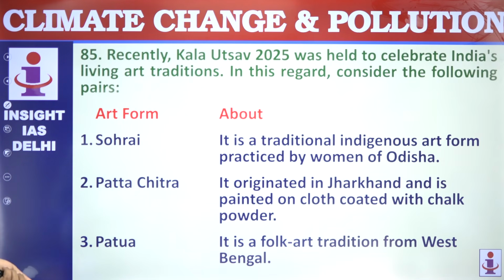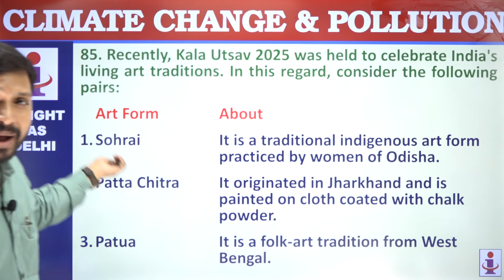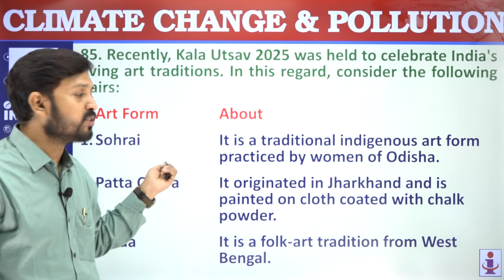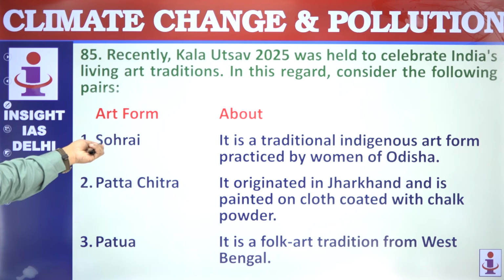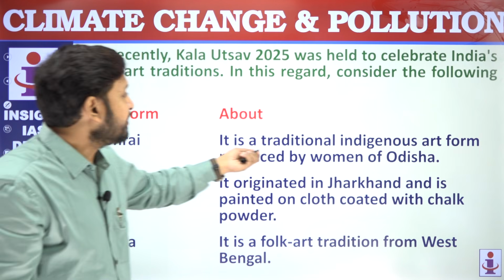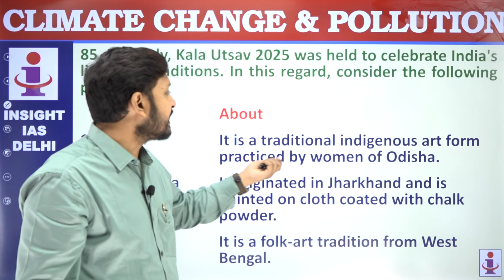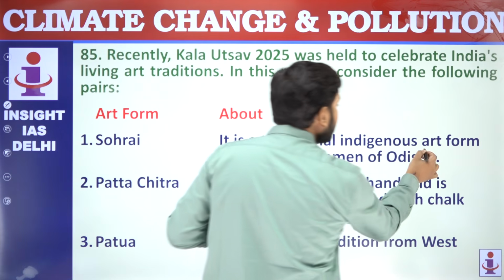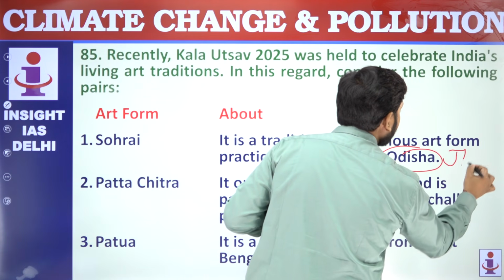Next one. Recently Kala Utsav 2025 was held to celebrate India's living art tradition. In this regard, consider the following pairs. Okay, they have given some art forms and some explanations. We need to see which ones are matching. Okay, Sohrai, it is a traditional indigenous art form practiced by the women of Odisha. No, it is not in Odisha, it is in the Jharkhand region.